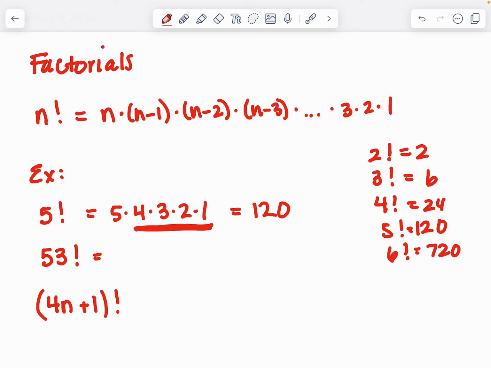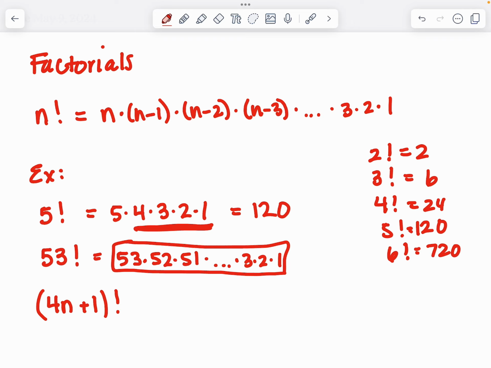So what is 53 factorial? Well, we're going to write it like this. 53 times 52 times 51 times, and then we're going to go ... and we're going to show 3, 2, 1. So we can actually display 53 factorial like this, as the number of actually multiplying all of those together is really, really, really large.